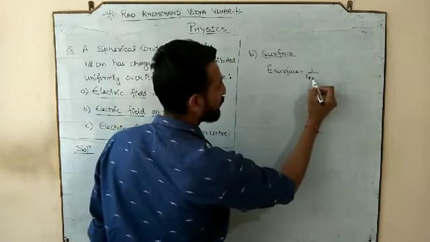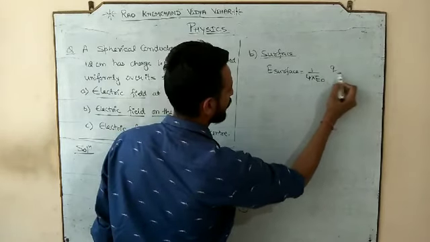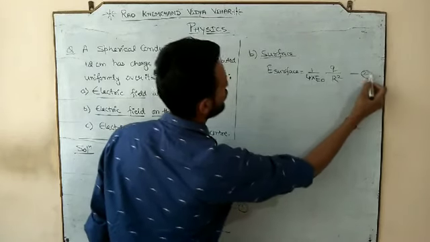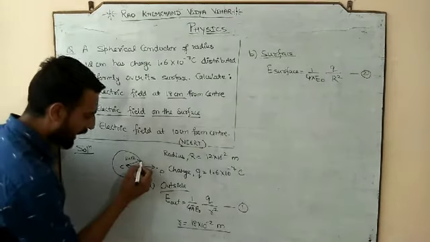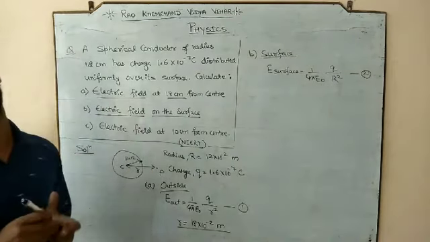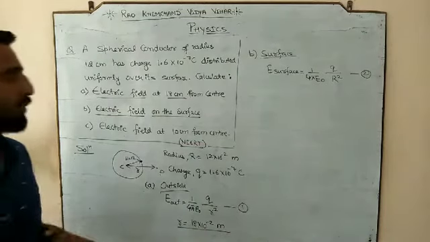It would be 1 by 4 pi epsilon naught q by radius. But with capital R, because now he is asking us to calculate on the surface. So you can use that formula.